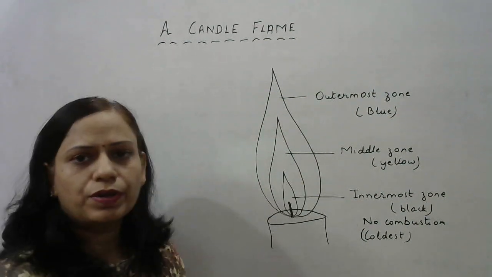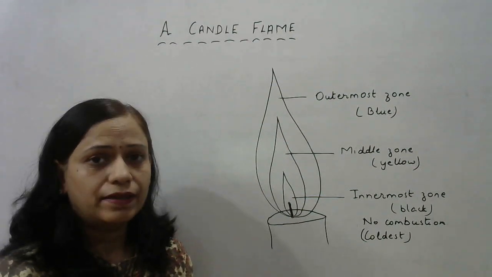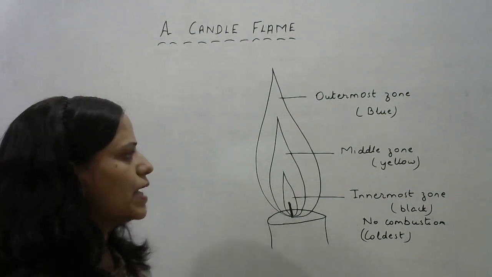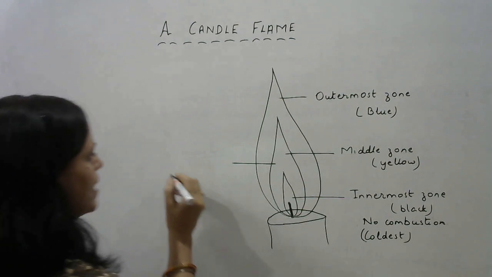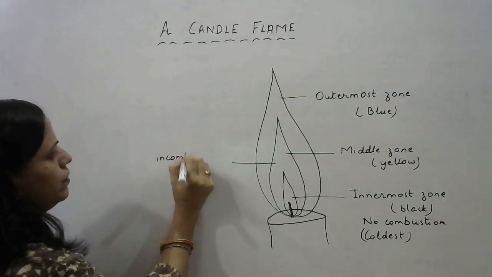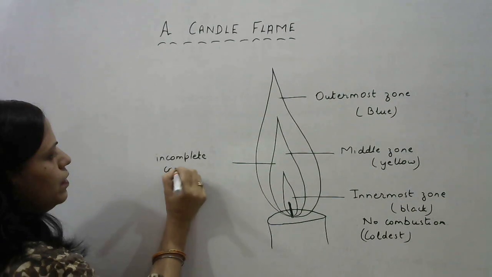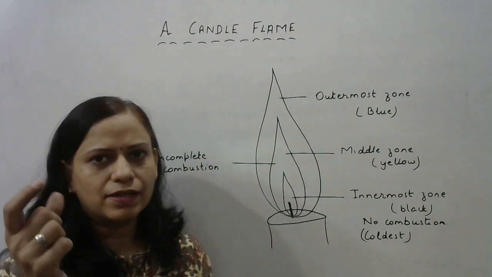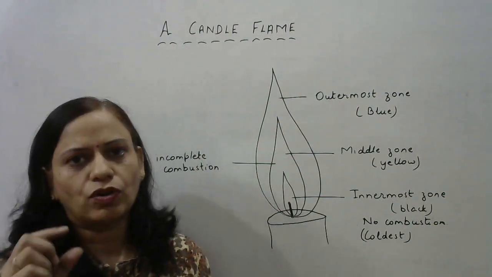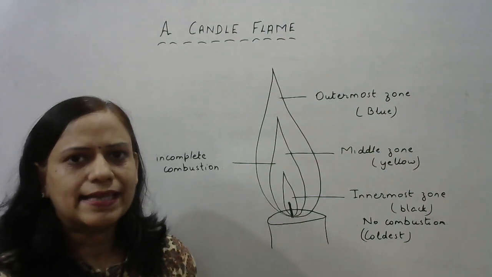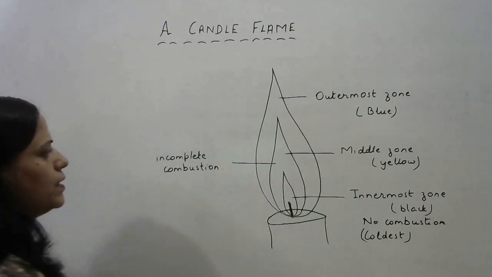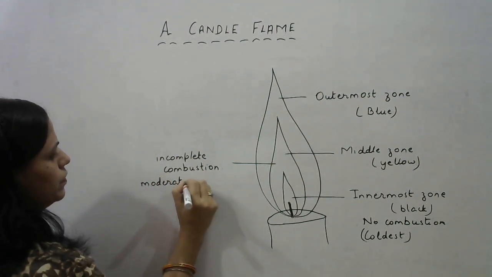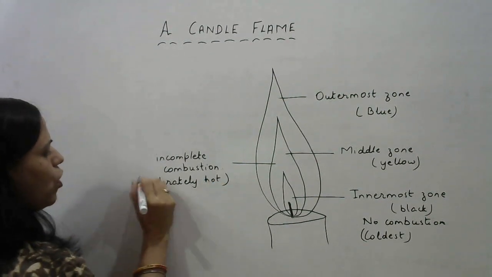In the middle zone, yes, combustion begins, but because the supply of oxygen is not enough, incomplete combustion is taking place here. So the middle zone is a zone of incomplete combustion, and that is why the yellow color is there, because you can see the particles burning with the yellow flame or the yellow or orange light, which indicates that it's incomplete combustion. And this is the moderately hot part of the flame. So the middle part is moderately hot.